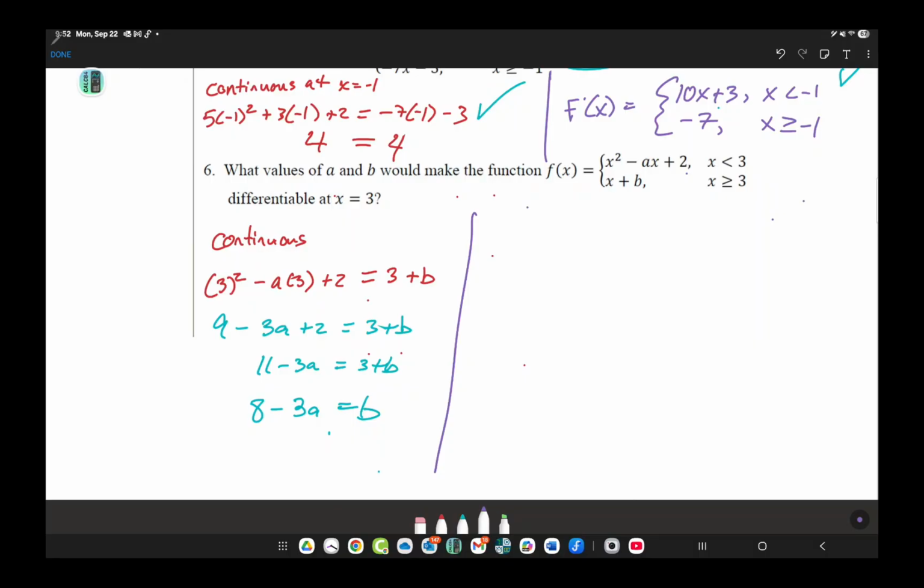Now this is where most people made mistakes. When you do the derivative, what's the derivative of b? 0. B is a constant. So b will go away. Right? So f prime of x would be 2x minus a at x less than 3 and 1 at x greater than or equal to 3. So if we plug in 3, that means 2 times 3 minus a is equal to 1. 6 minus a is equal to 1. And what minus 6 is 1?